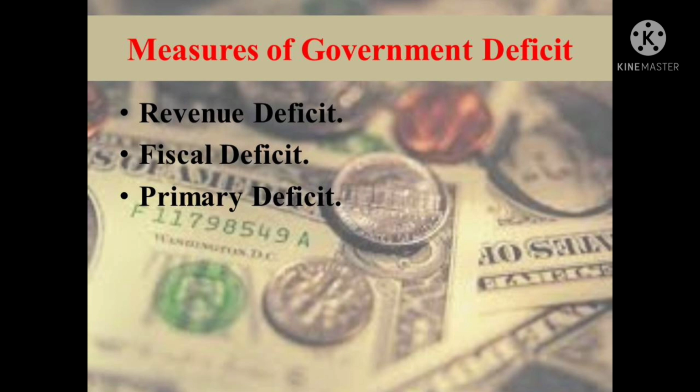Next, measures of government deficit: revenue deficit, fiscal deficit and primary deficit. So the first one is revenue deficit. The revenue deficit refers to the excess of government's revenue expenditure over revenue received. The implications of revenue deficit are: it indicates the inability of the government to meet its regular and recurring expenditure in the proposed budget. It implies the government is dissaving, that is, government is using up savings of other sectors of the economy to finance its consumption expenditure.